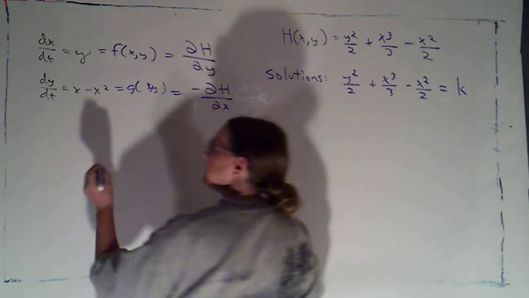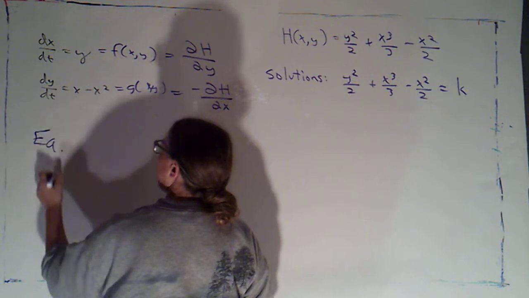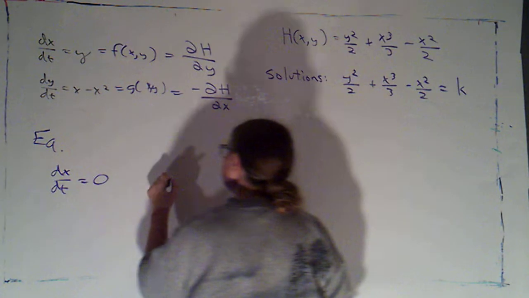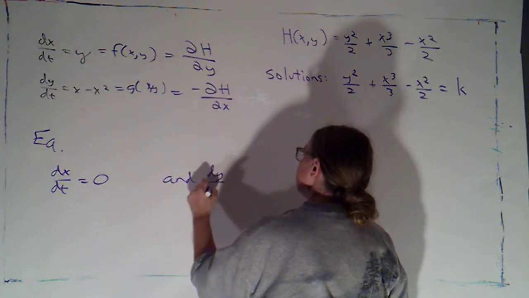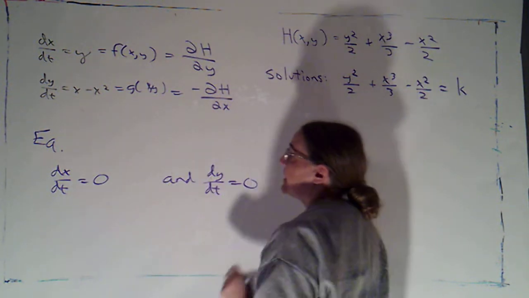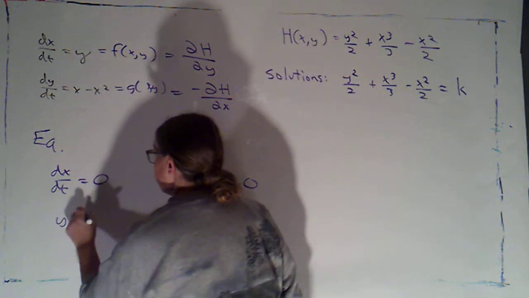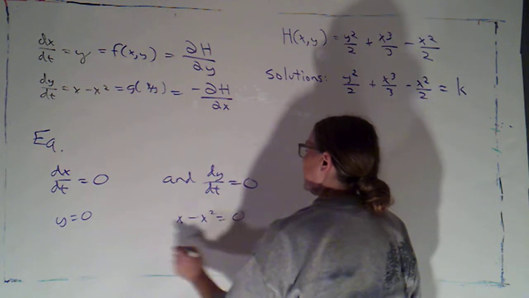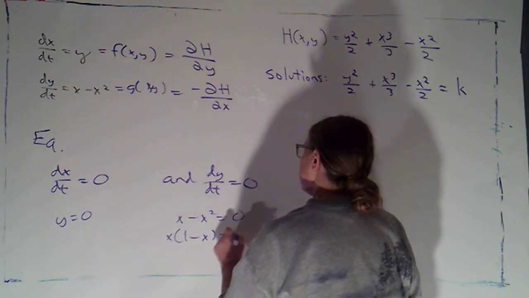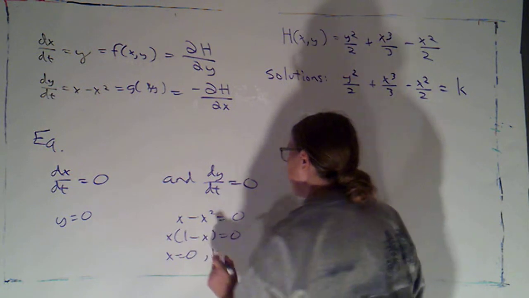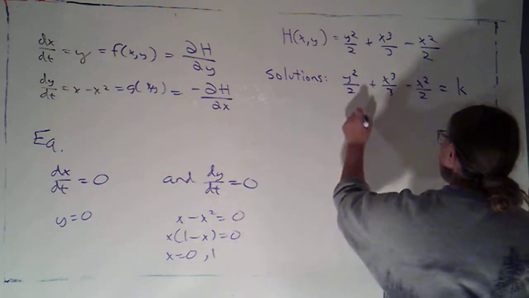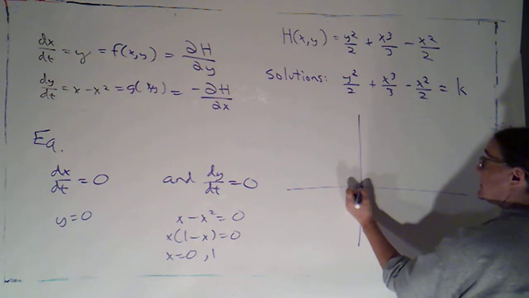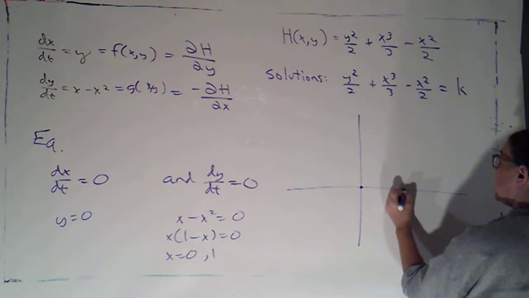So if I want an equilibrium solution, I know that dx by dt has to be 0 and dy by dt has to equal 0. So if dx by dt is 0, y is 0. If dy by dt is 0, x minus x squared is 0. So that's x times 1 minus x is 0. So x is 0 or x is 1. So this particular system has exactly 2 equilibrium solutions, 0, 0, and 1, 0.